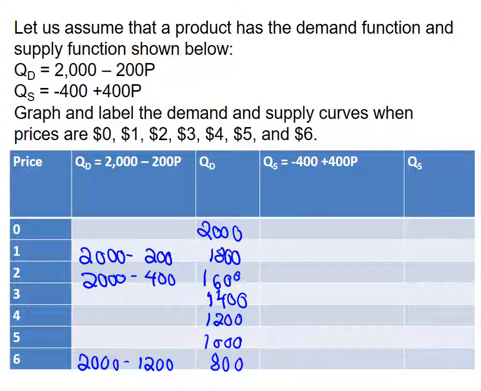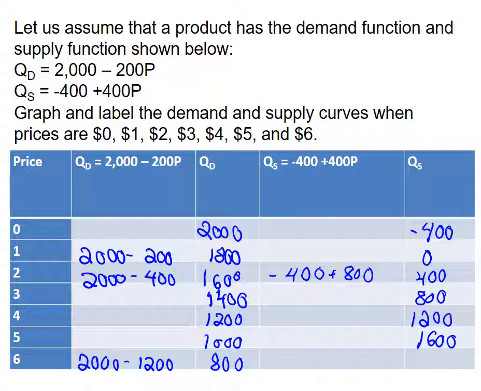I'm going to do the same thing with supply. I'm going to see that this is minus 400 plus 800. So the pattern is holding. I'm going to continue the pattern. And then I'm going to check my math on the last one to make sure I haven't made any mistakes. No, the pattern holds.